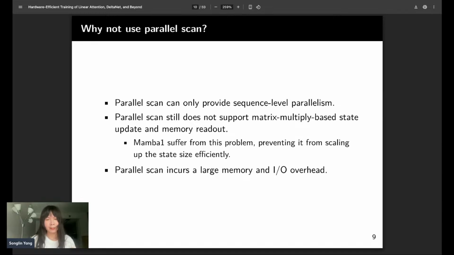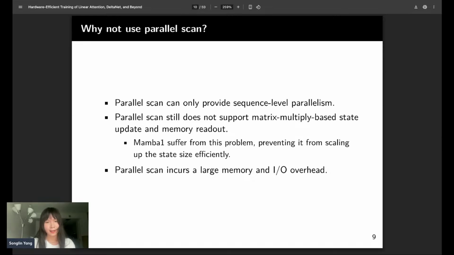However, if you just use the parallel scan algorithm to train linear attention, you still do not have the operations that allow you to do fast multiplication on GPUs. This is due to the limitation of the recurrent form. It just does not have a matrix-multiply-based update mechanism. This could be problematic when scaling up the recurrent state size. For this reason, it cannot scale its state size in a hardware efficient manner because it cannot leverage the tensor cores.